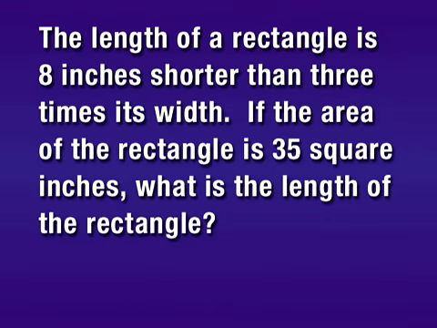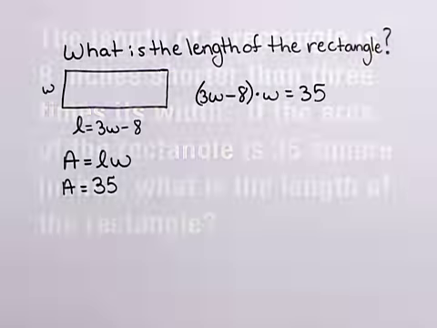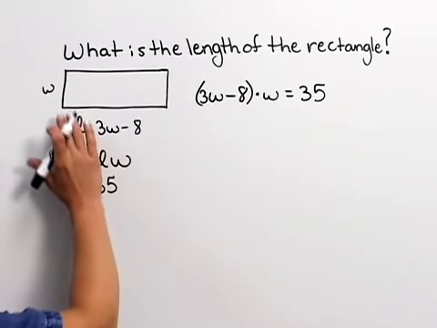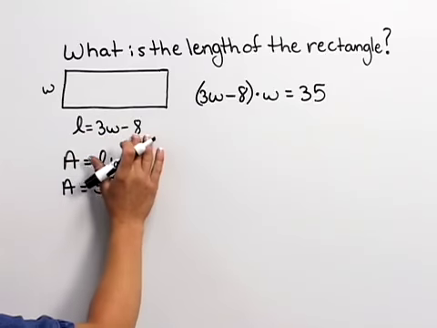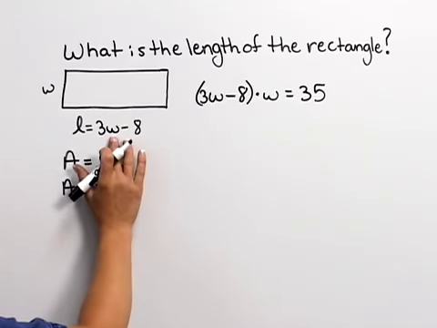The length of a rectangle is 8 inches shorter than 3 times its width. If the area of the rectangle is 35 square inches, what is the length of the rectangle? For this particular problem, we know the length is 8 inches shorter than 3 times the width.